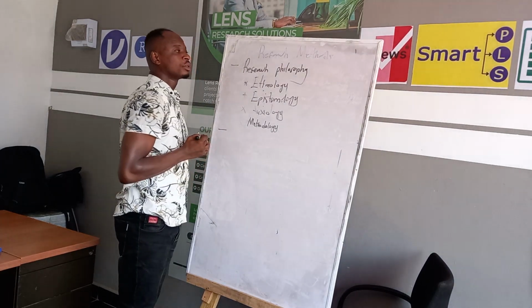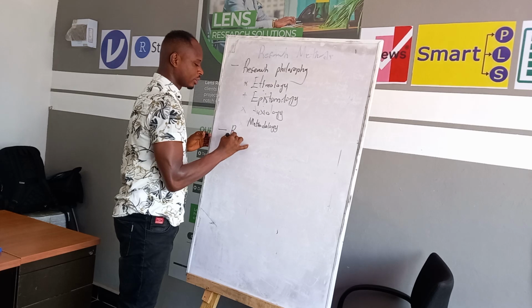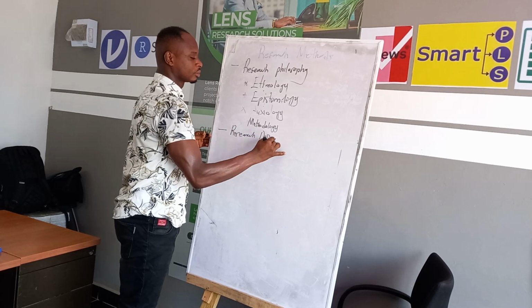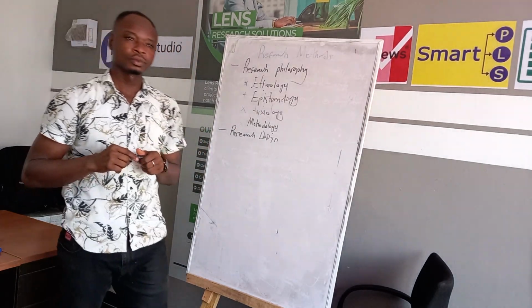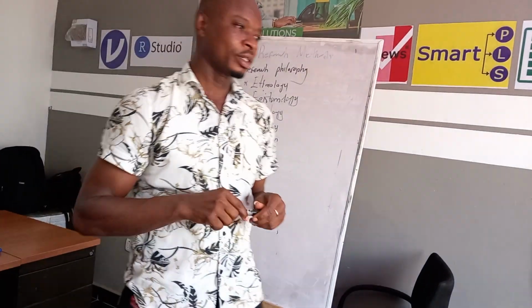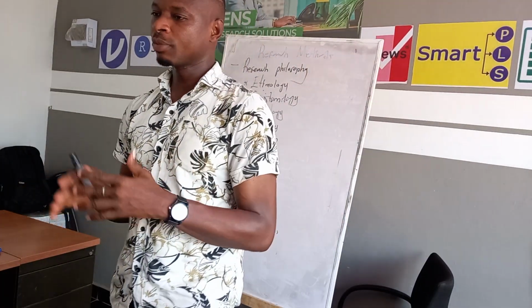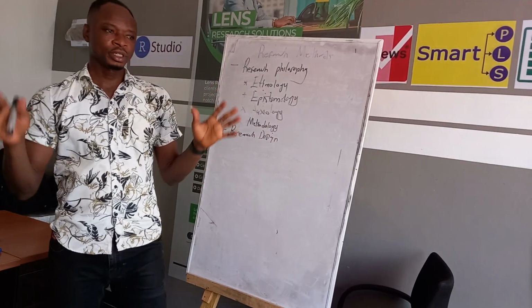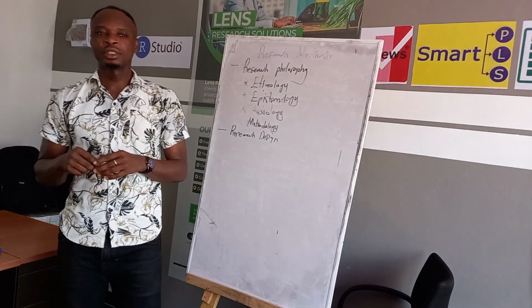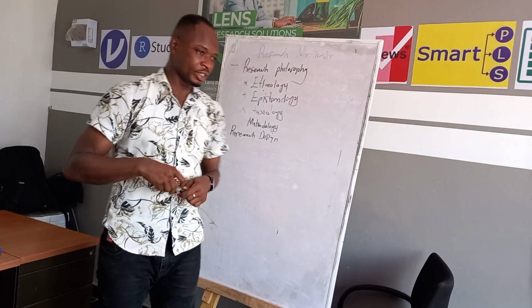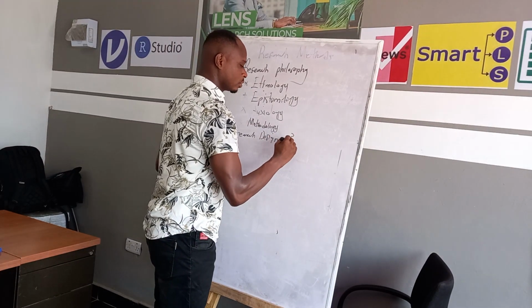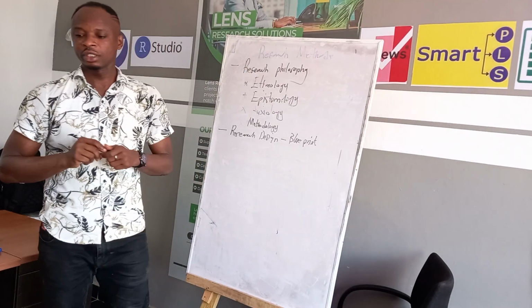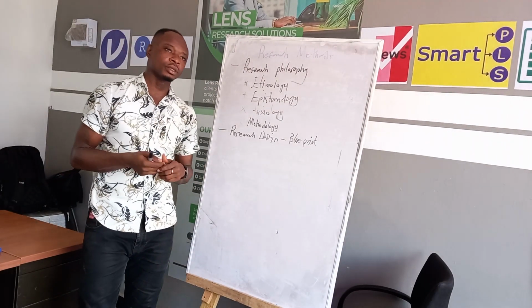So the next one is what we call research design. Every research must have a plan. And the research design is a plan upon which all the aspects of the research are built. So we see that the research design provides what we call a blueprint to guide the conduct of the study.